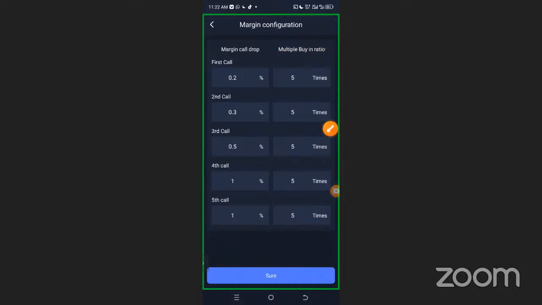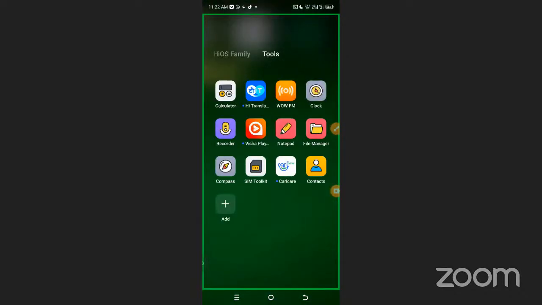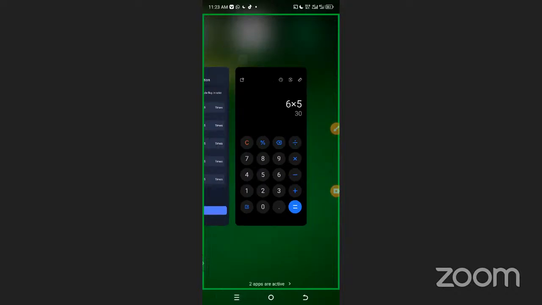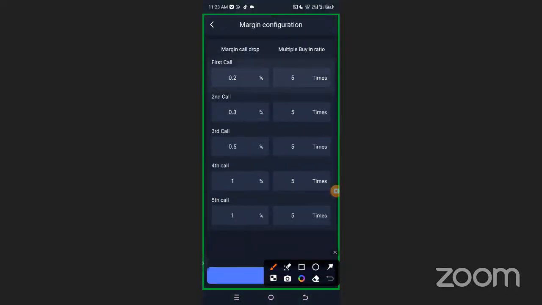That means the robot is buying, that is 6 times 5. It is buying 30 times. It is buying using $30 5 times. Where are the 5 times coming from? 5 times are here. This is the first call, second call, third call, fourth call, and the fifth call.